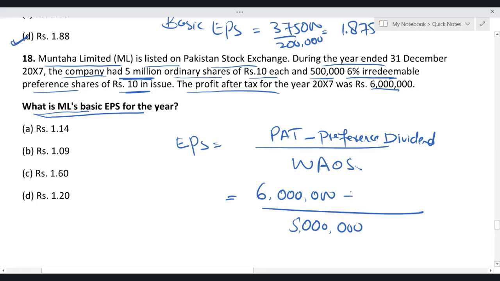How do we calculate preference dividend? Basically, we need preference share capital multiplied by the percentage. How do we calculate preference share capital? Actually, if you have been given the number of shares and the par value, just multiply them. You will get preference share capital. 5 lakh, they are 6% irredeemable preference shares. The par value is 10. Now listen.